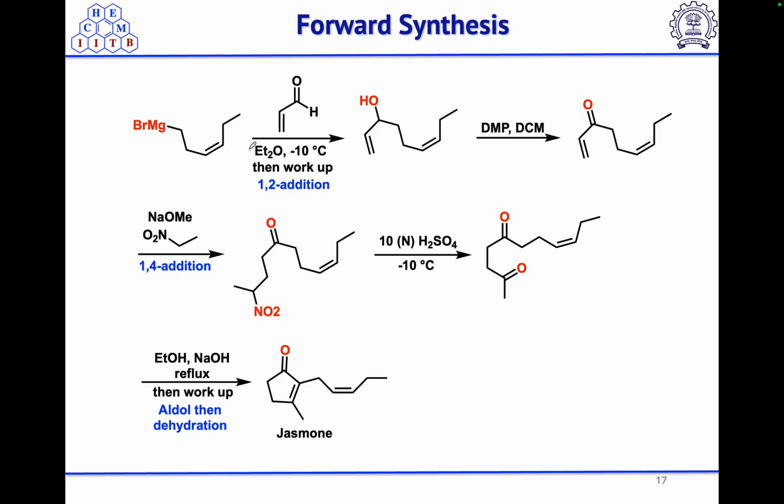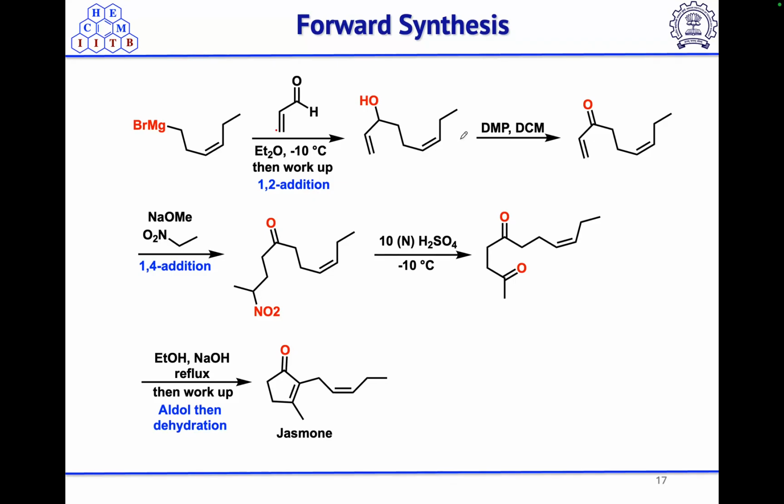Now we have this Grignard reagent and this alpha beta unsaturated aldehyde. Basically we will do a 1,2 addition. It has two reactive centers for a nucleophile: the nucleophile can attack the carbonyl center, or the beta carbon of this carbonyl group. If you use a copper(I) salt, 1,4 addition will happen. If you use a normal Grignard reagent, you will get the 1,2 addition product. So by 1,2 addition of this Grignard reagent to the alpha beta unsaturated aldehyde, you get this secondary alcohol, which is an allylic alcohol.